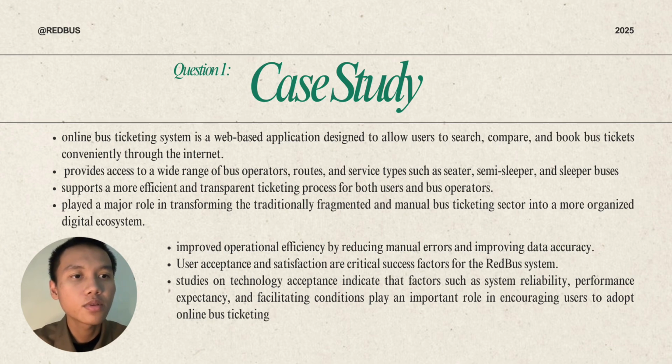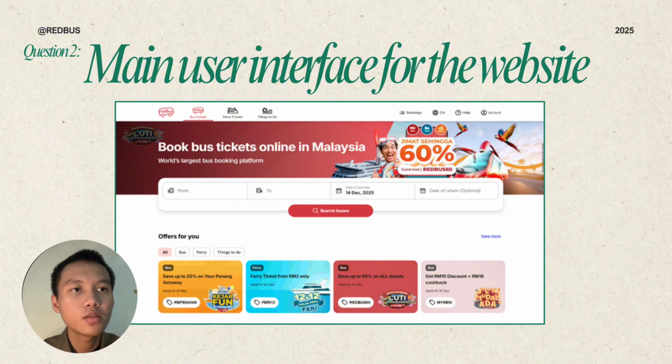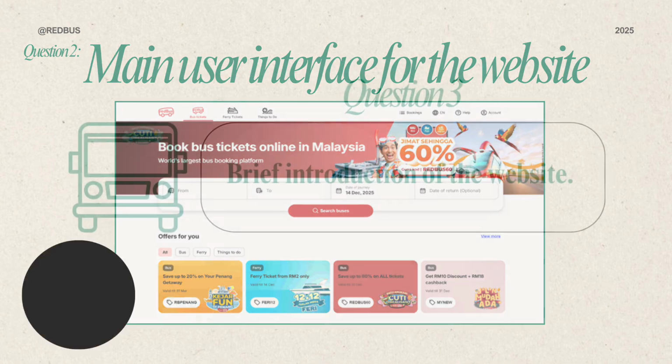User acceptance and certification are a critical success factor for the Redbus system. Studies on technology acceptance indicate that factors such as system reliability, performance expectancy and facilitating conditions play an important role in encouraging users. Question number 2 is about our main user interface for the Redbus website. As you can see, we provide a figure for the Redbus interface.